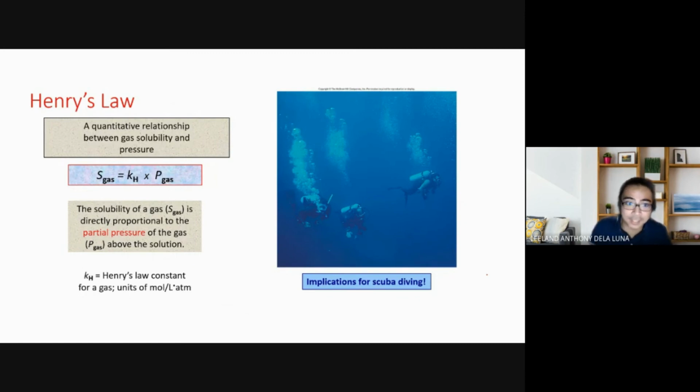The formula for Henry's law, class, is simply to multiply your Henry's constant by the partial pressure. As simple as that. It's nothing complicated, class. It's going to give you an idea of how many moles of the gas is dissolved per volume. Henry's law constant for a gas is usually expressed in moles per liter atmosphere. Actually, if you look at this, this is molarity. Mole over liter. This is molarity.